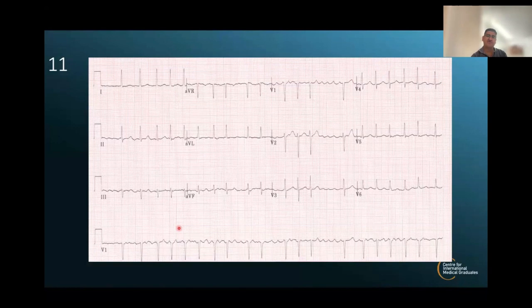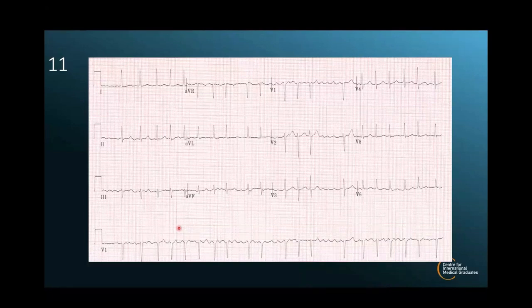Very good. So just a few extra points to add to that description. So absolutely right. Treat the underlying precipitant cause. So treat sepsis, antibiotics, fluids, etc., etc. Then I wouldn't use rate control straight away because the driver for this is the infection.